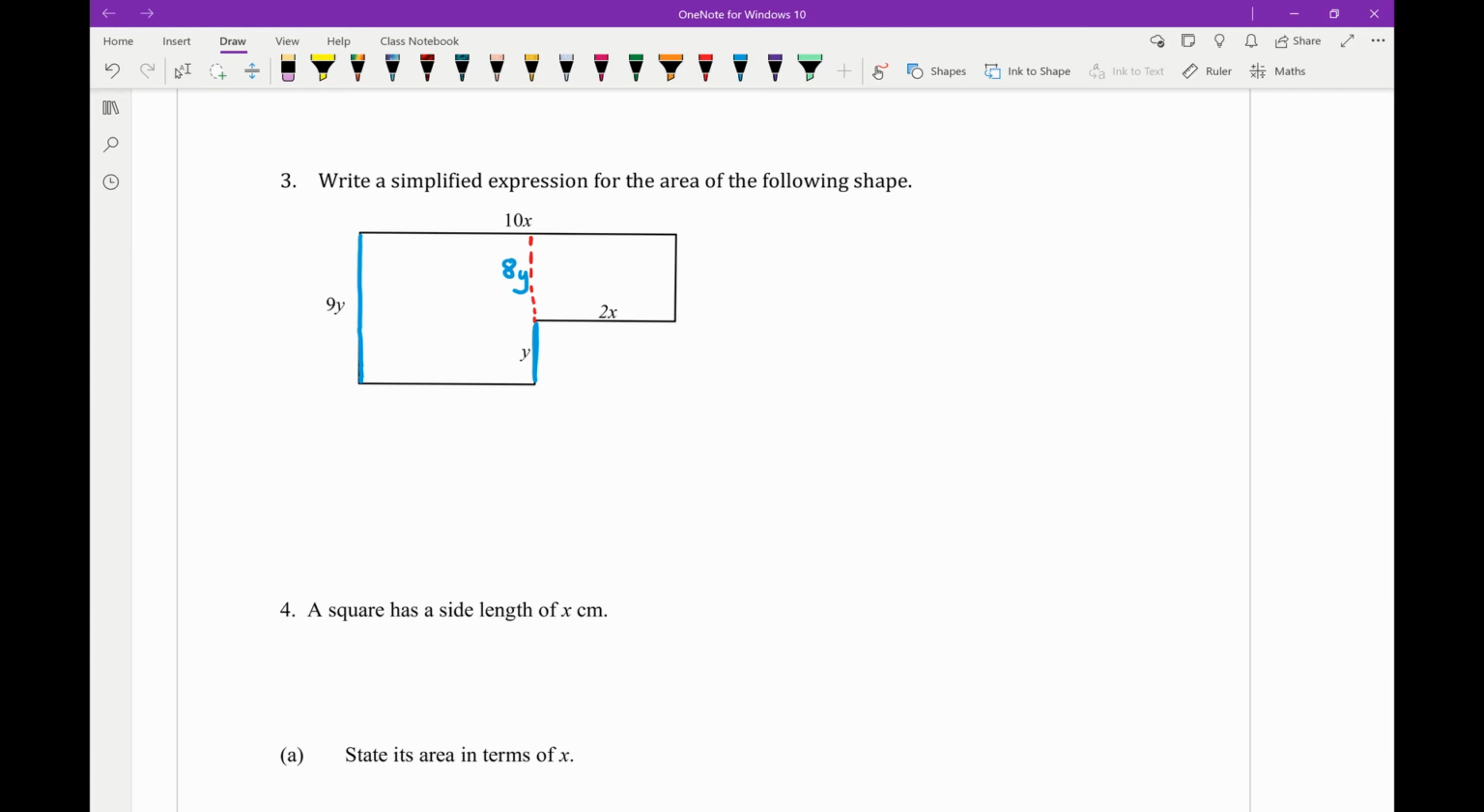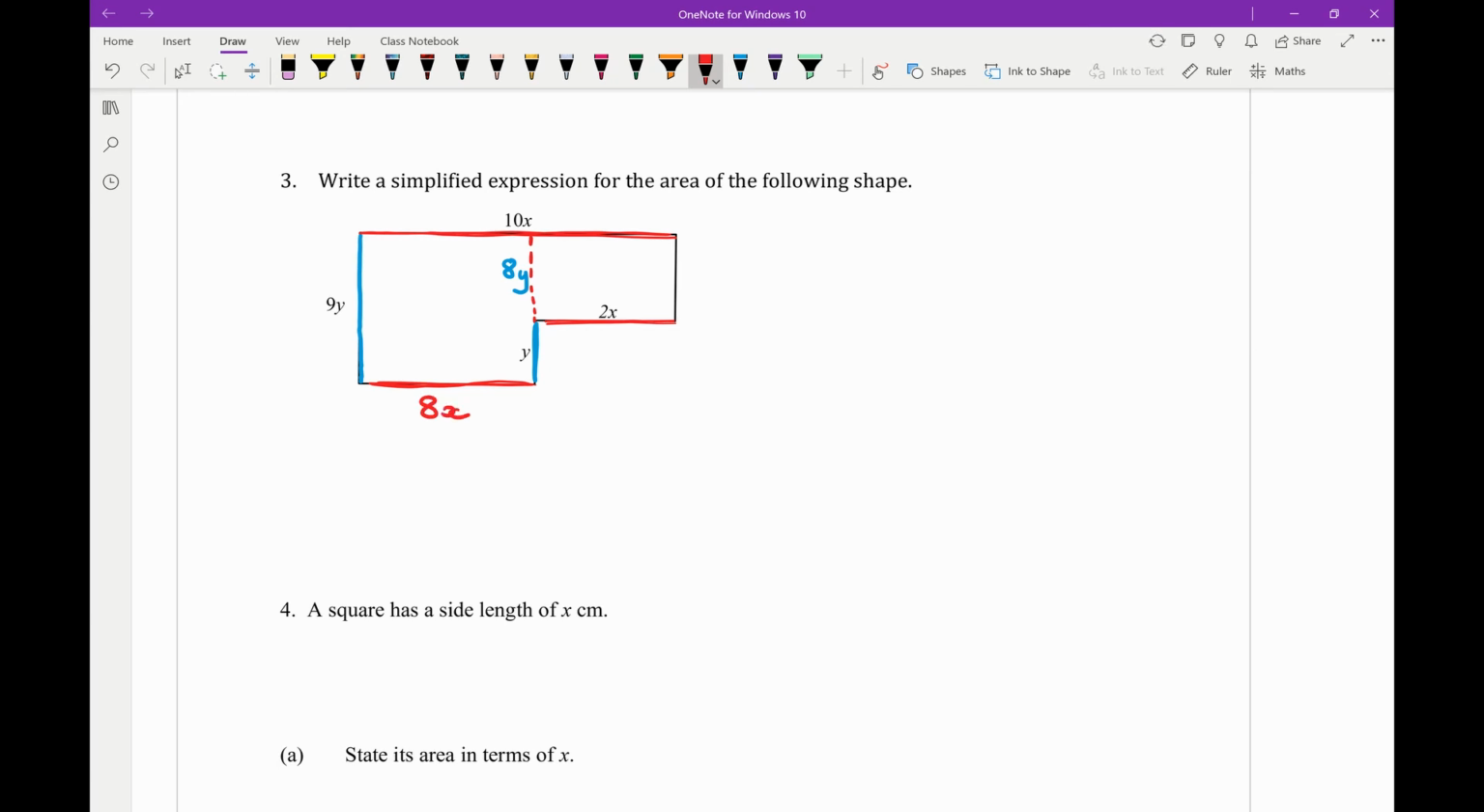Okay, let's do the same thing to work out this one down here. So the 10 goes the whole way across. If I subtract off 2, 10 take away 2, that means that this one down the bottom is going to have to be an 8x.